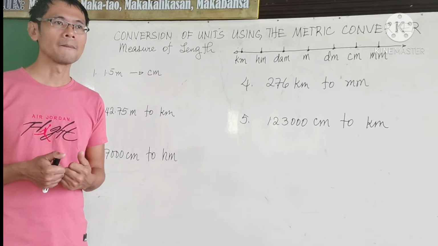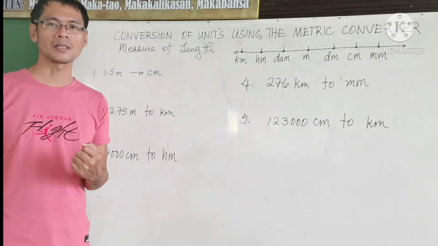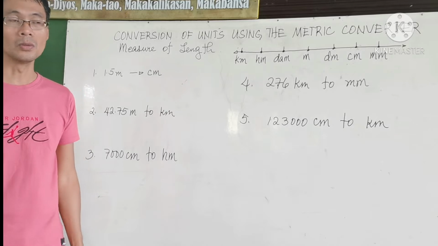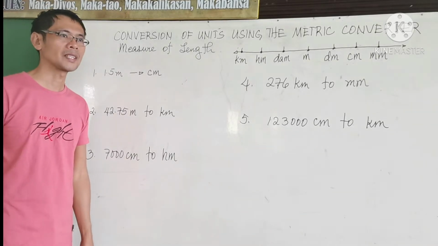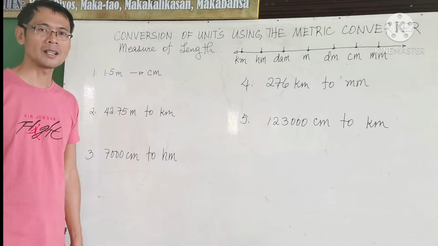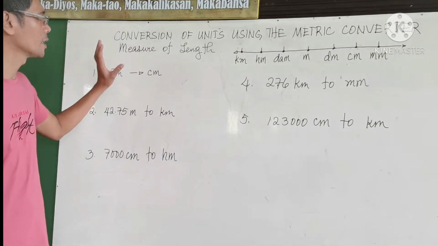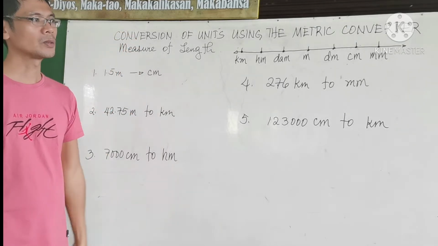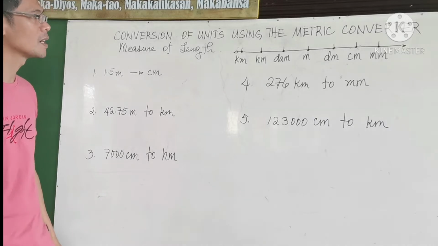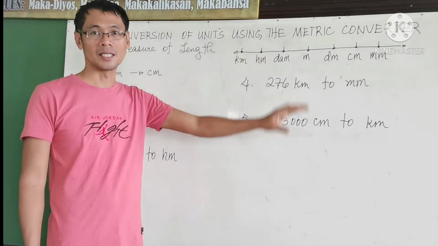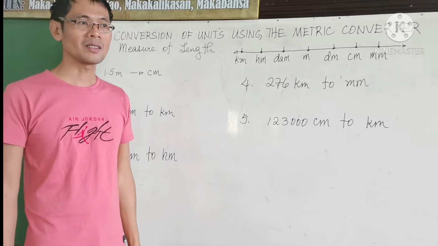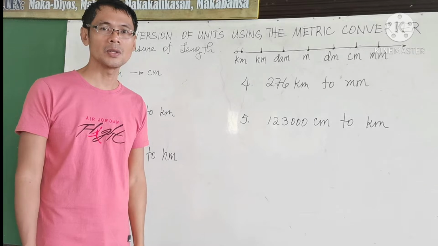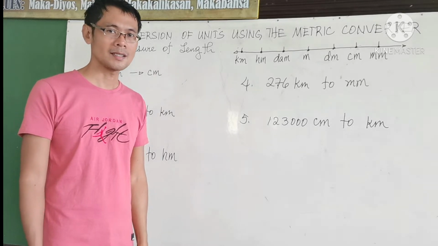We have the metric system, we have the English system, and the other units that we used to consider in measuring length. Here, to convert units from one unit to another, we are going to make use of the metric converter. Of course, the metric converter is limited only to the conversion of units under the metric system.